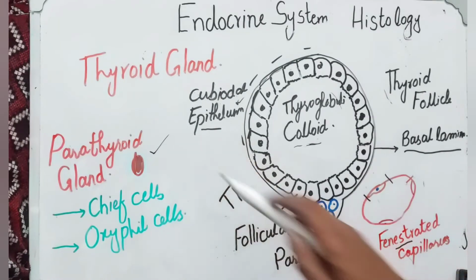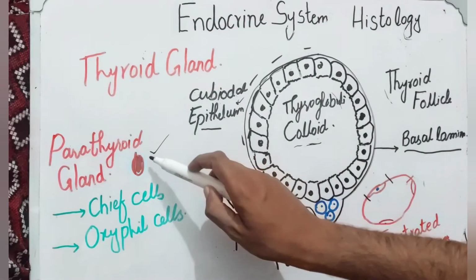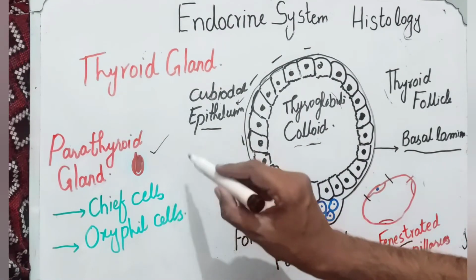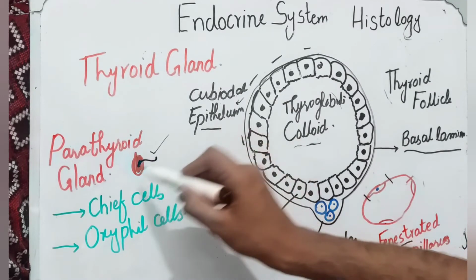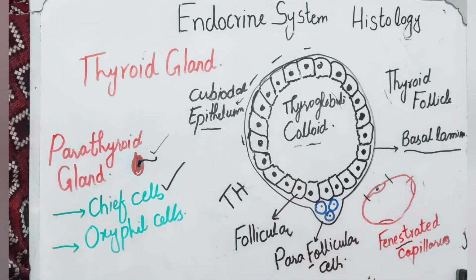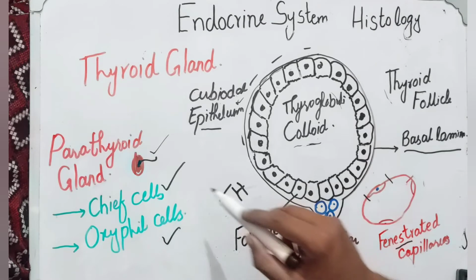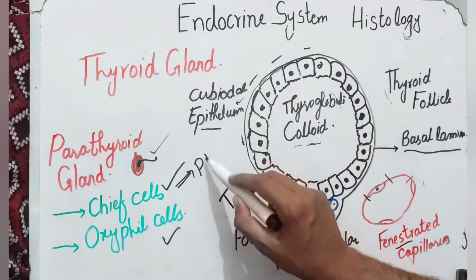Next we are discussing the histology of the parathyroid gland. As we know, there are four parathyroid glands. Its capsule is connected with septal bands which penetrate through it. It consists of two types of cells. Number one is the chief cells, the other is the oxyphil cells. Chief cells are the secretory cells that release the parathyroid hormone, PTH.